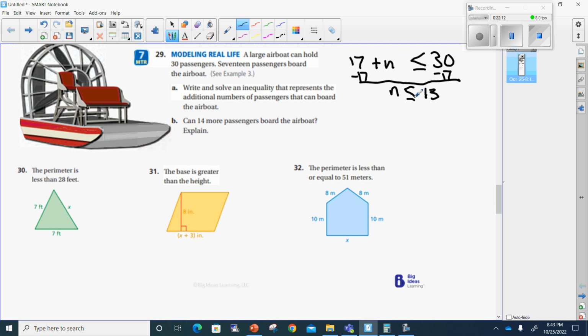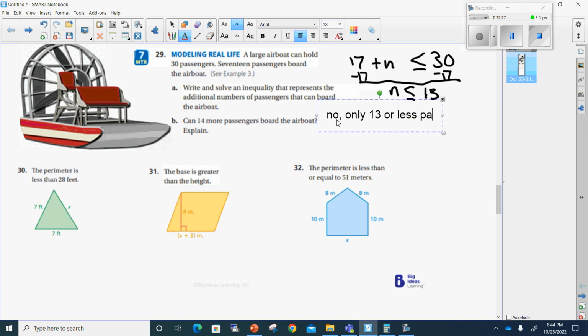So n has to be less than or equal to 13. Can 14 passengers board the airboat? Well, we just said only 13 could. So no, only 13 or less passengers can fit on the airboat.